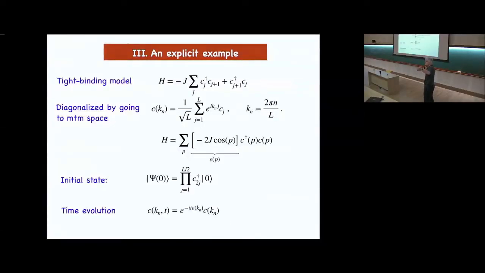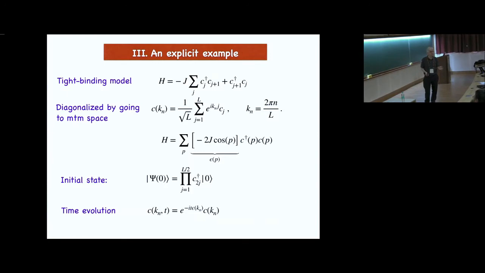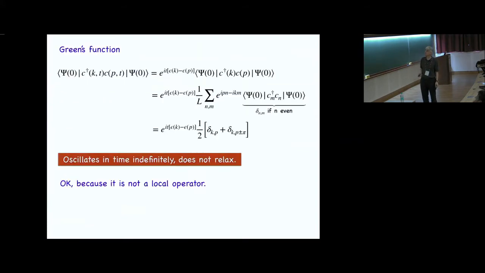And I can ask all the questions I just asked. So what is the steady state? How do local operators evolve in time, etc.? Now, to do time evolution here is very easy, because you can just solve the equation of motion for the fermion annihilation operators in momentum space. You just solve the Heisenberg equation of motion. This is the solution of the Heisenberg equation of motion. I'm sure all of you know that.